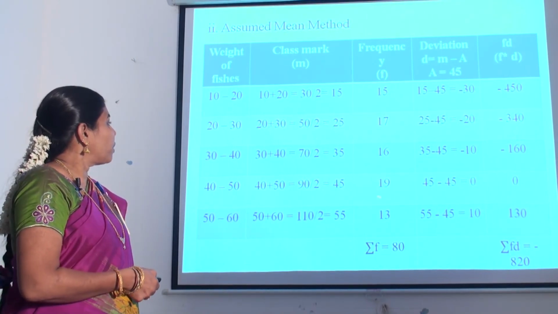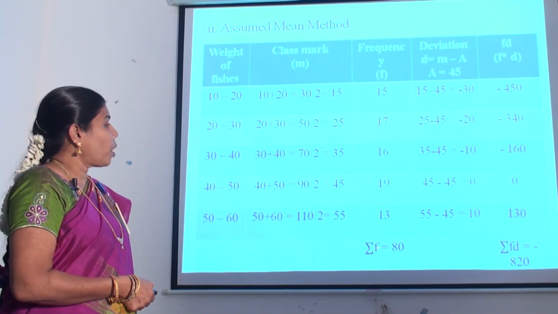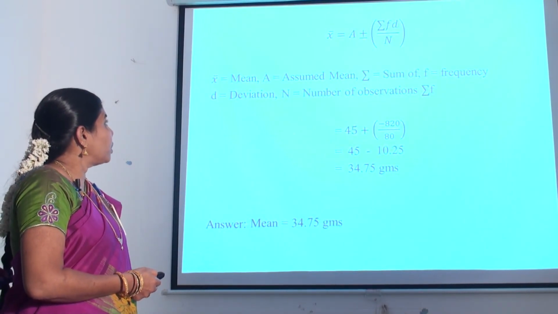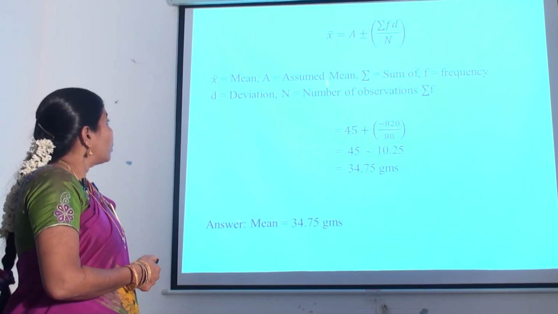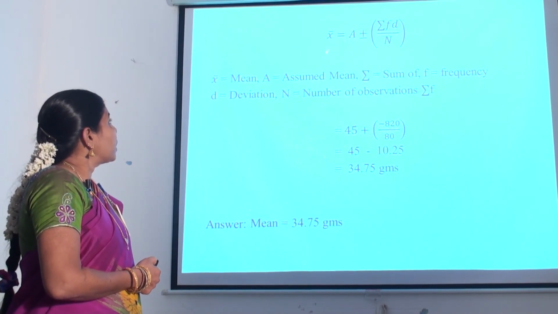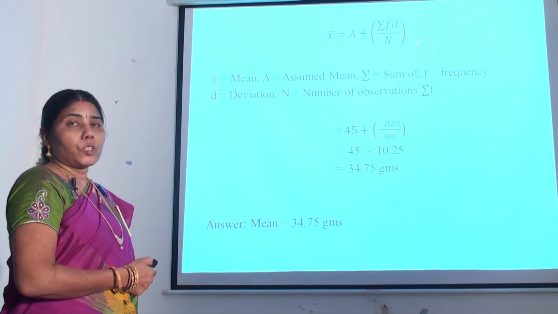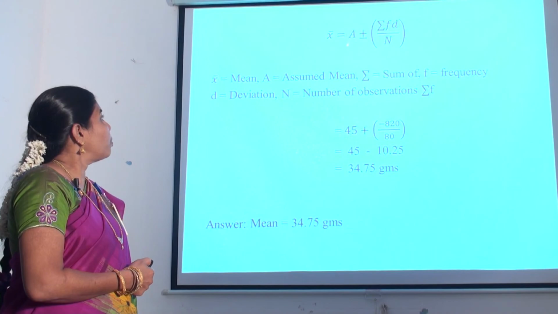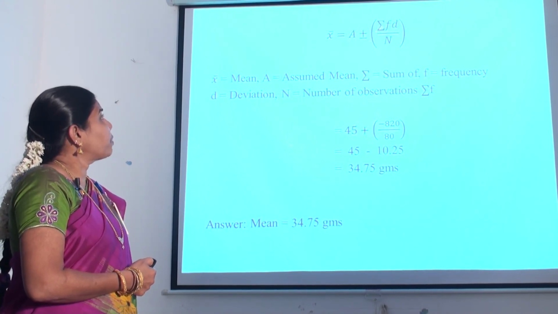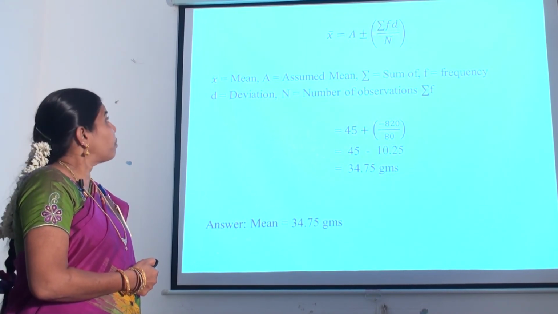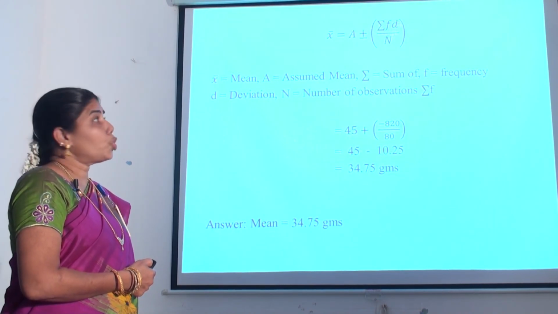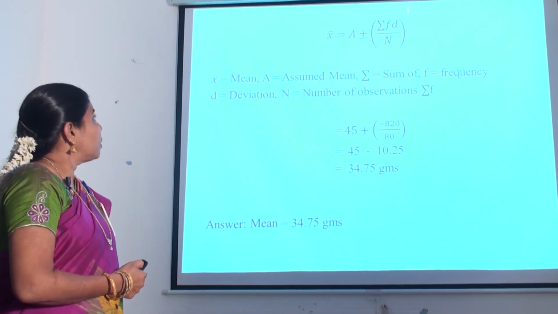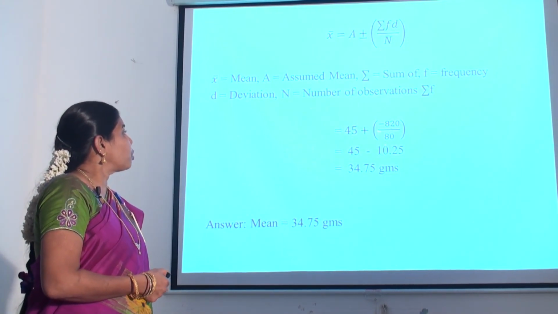We have to add all the frequencies. We get sigma F is equal to 80. So now we are going to substitute these values into the formula. The formula for mean is x bar is equal to A plus or minus sigma FD by n. Here A is assumed mean, sigma is sum of, frequency is F, D is deviation from assumed mean, n is number of observations.